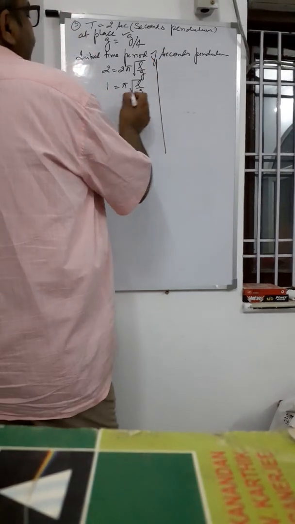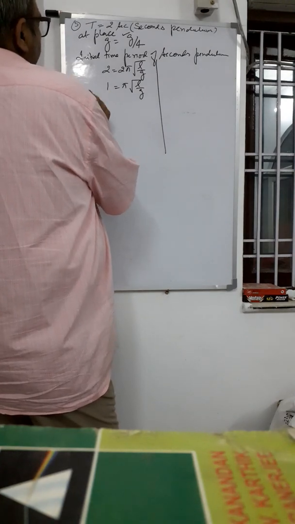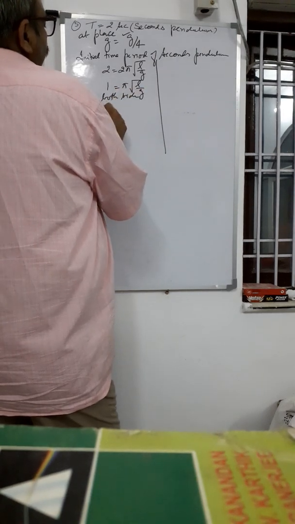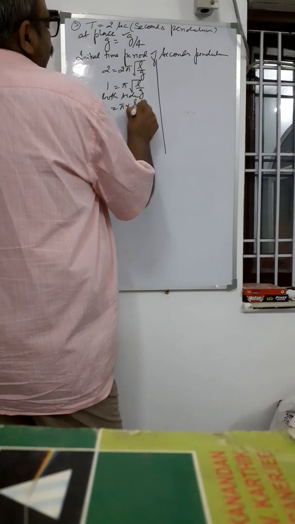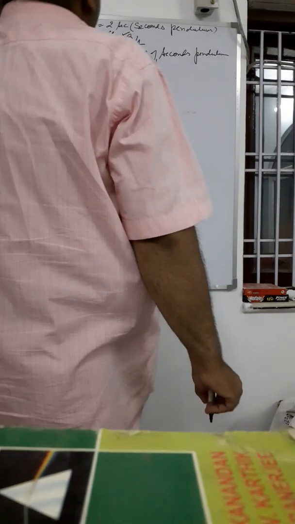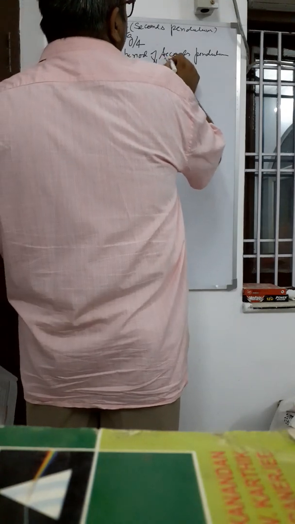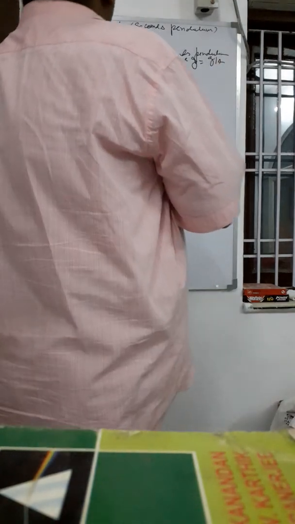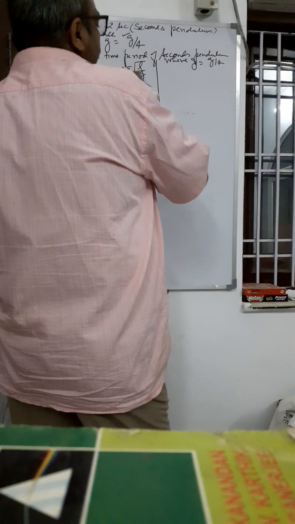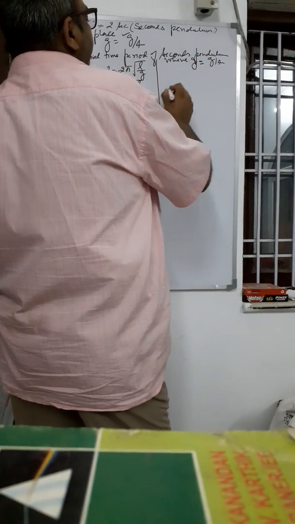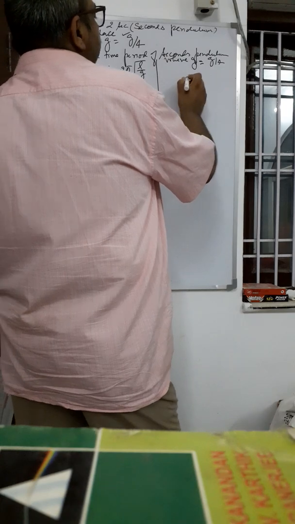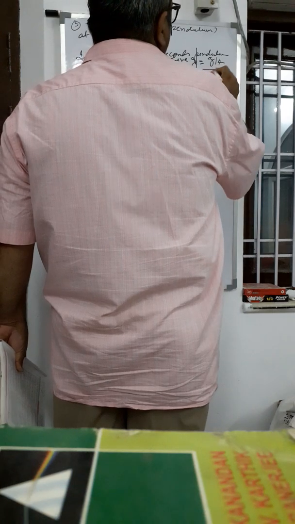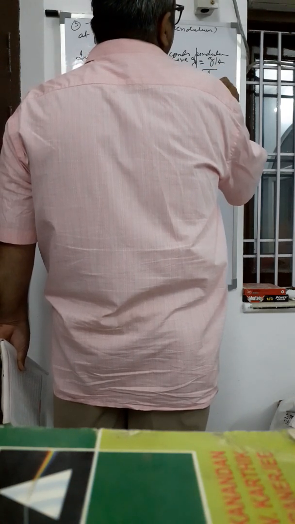Or squaring both sides, we can write 1 is equal to pi square into L upon g. Where g is equal to g by 4, then what will be the new time period? 2 pi under root L upon g by 4.